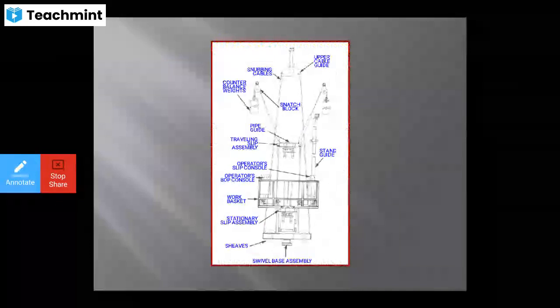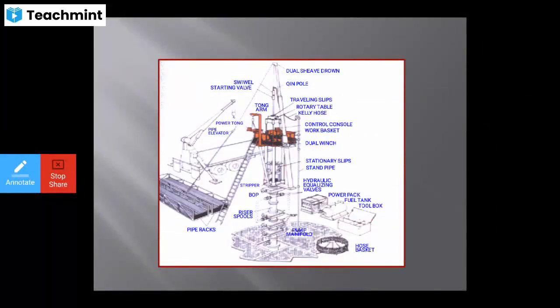Then after this the pipe guide. Then you will see the snatch block on the left hand side, and the counterbalance weights, the snubbing cables, and the upper cable guide, which is in the top. So this is the example of showing all the assemblies. That is swivel base assembly.